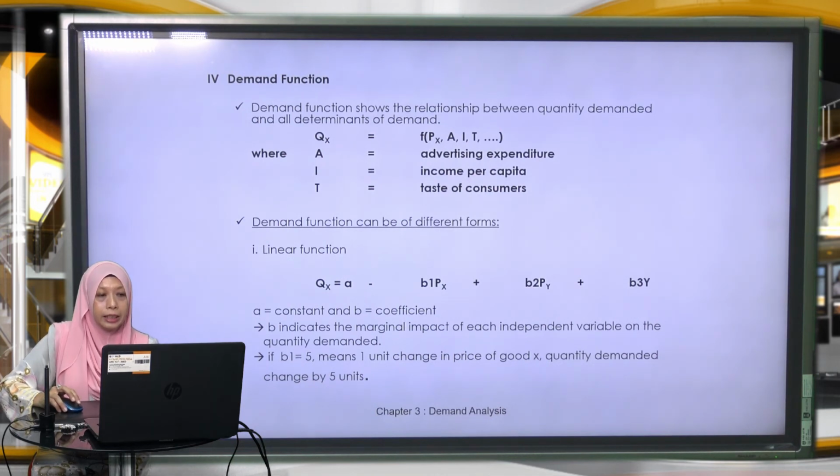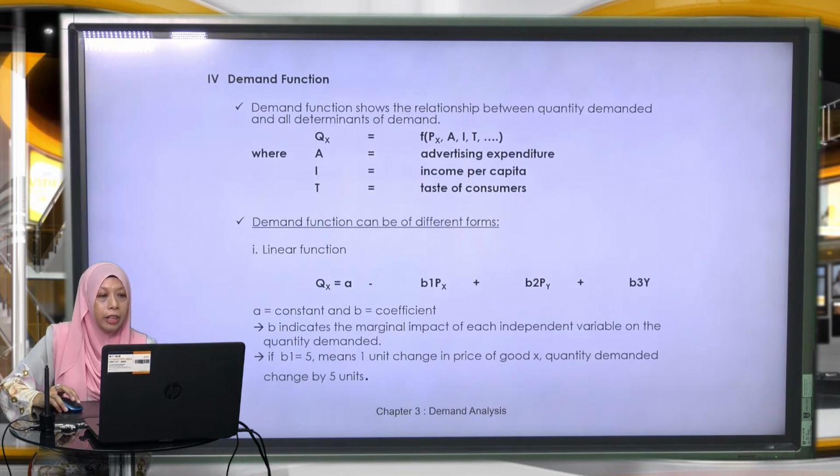So in a linear function, the constant A indicates the quantity demanded if all the factors influencing it are equal to 0. But when we talk about the coefficients, the B's, they tell you about the marginal impact of each independent variable on the quantity demanded.